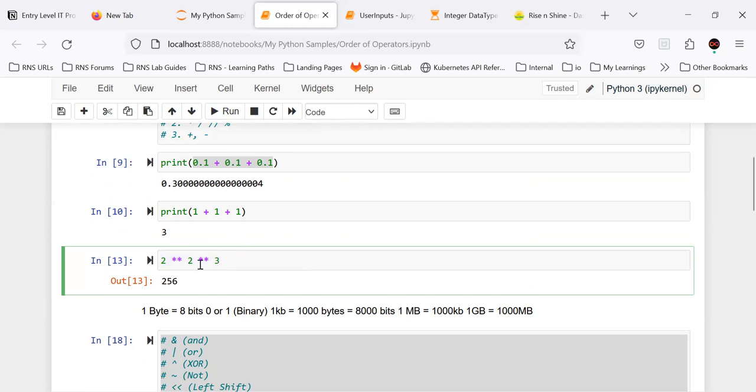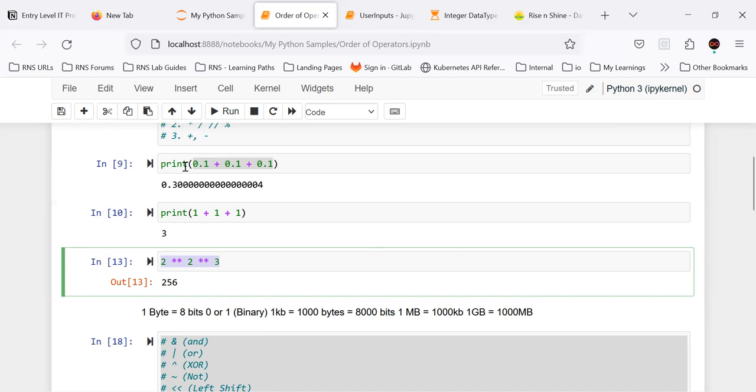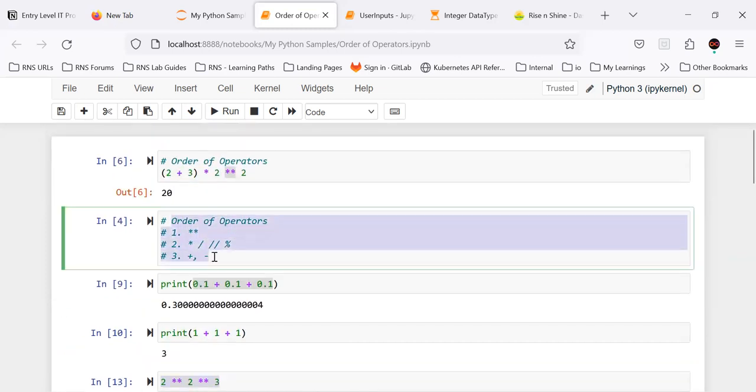So what is the point? Power of it has to be right to left. But for all the remaining arithmetic operators, it is left to right. On the basis of the precedence of the operators, it is going to execute that.